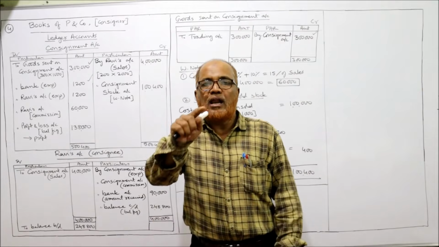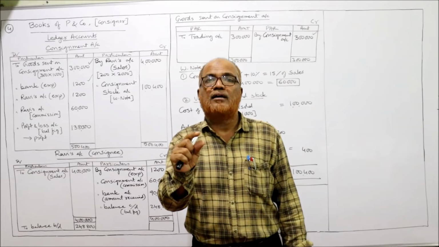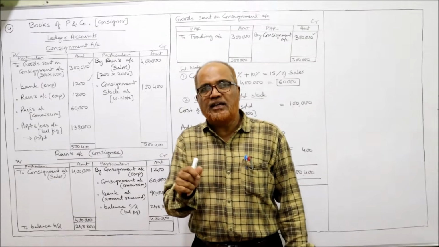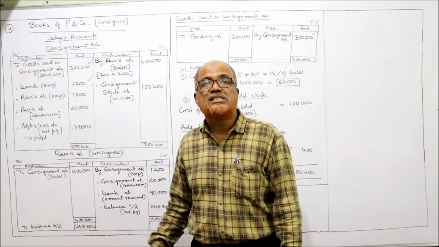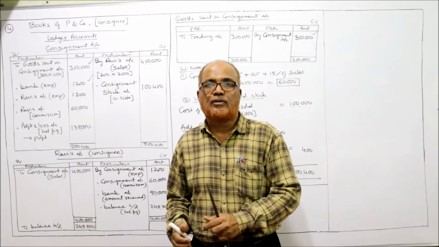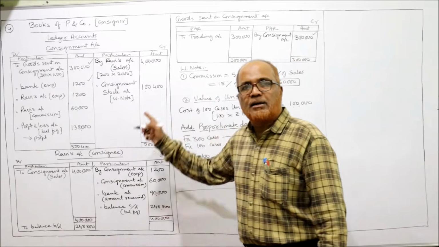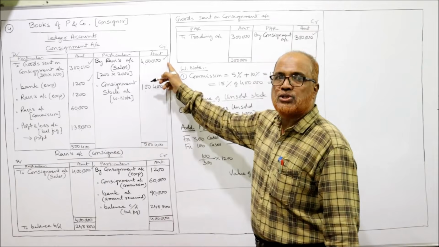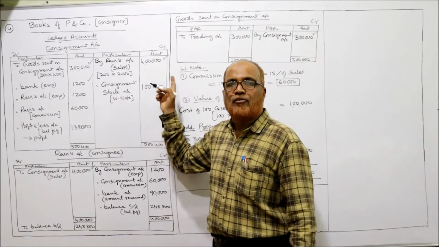So the entry to be passed: Ravi account debit to consignment. Consignment account is credited when goods are sold by the consignee. When goods are sold by the consignee, the consignment account should be credited, and whose account should be debited? The consignee's account. So Ravi account debit to consignment 4 lakh rupees. So Ravi account should be debited to consignment 4 lakh, and consignment account should be credited by Ravi's account 4 lakh. Sale proceeds: 200 cases are sold, each case 2000 rupees as given in the problem, 4 lakh.